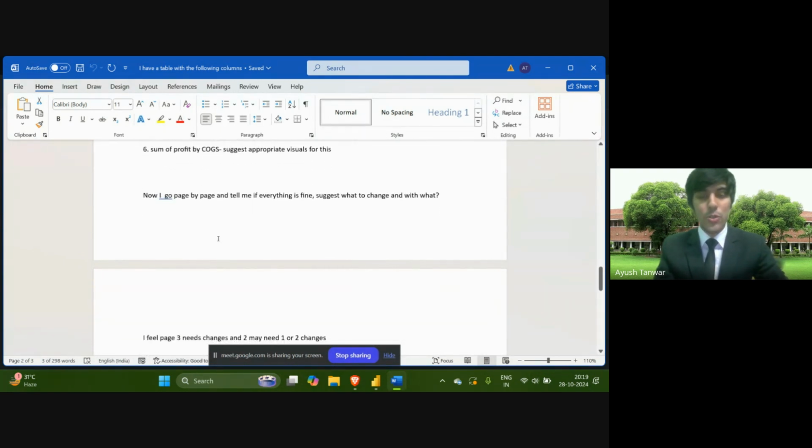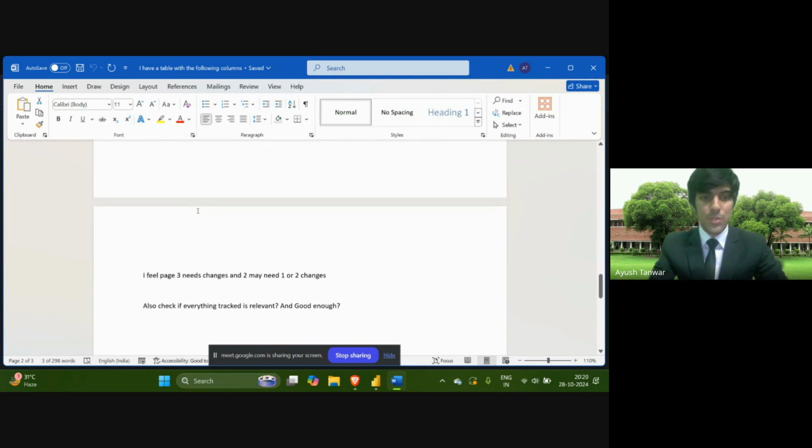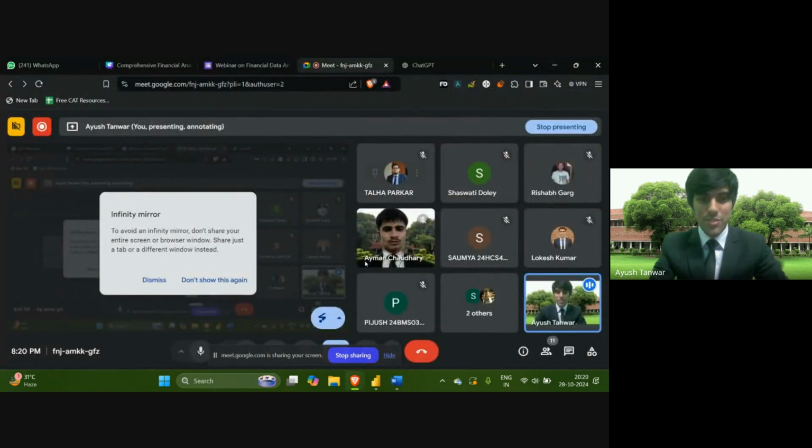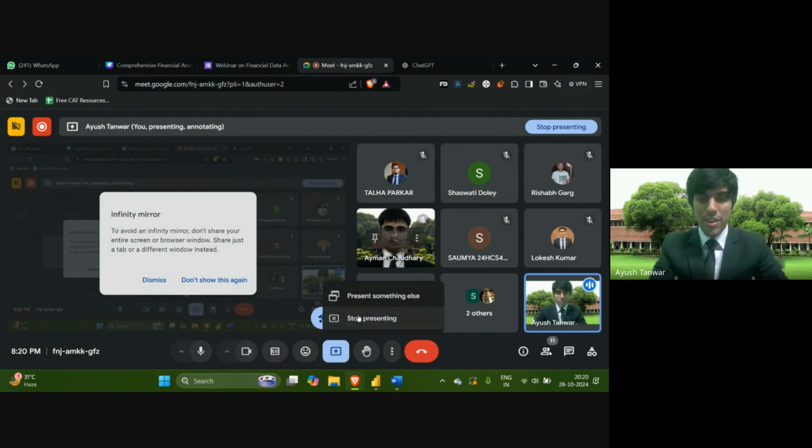And then I wanted to check if I'm missing something or if there were any suggestions, because it gives you a fresh pair of eyes. ChatGPT is a fresh pair of minds. It will give you more suggestions or anything that needs to be changed. So I said that I feel that page 3 needs changes, and to check if everything is tracked or if anything is missing. And ChatGPT even gave me the answer if anything was missing. So even if there were any missing metrics, we have added those.